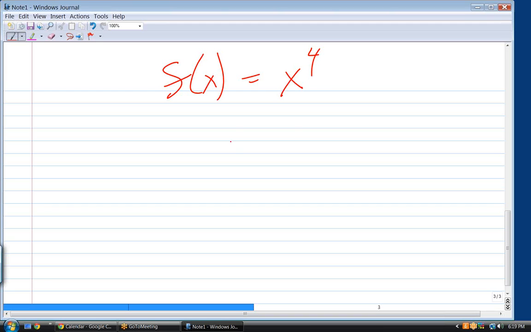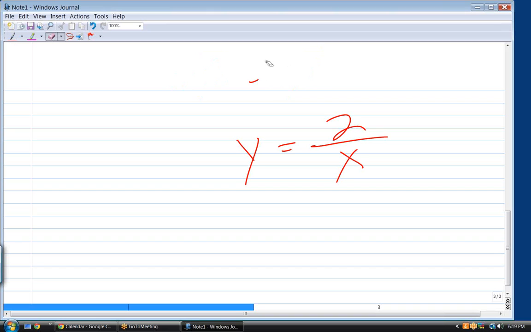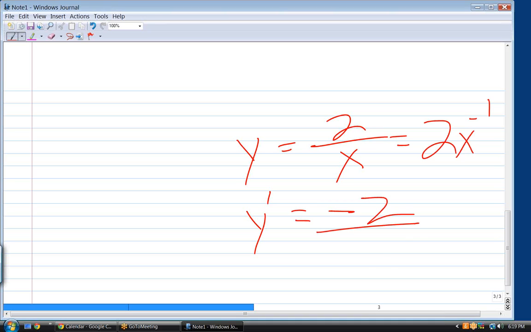How do I do this one? y equals 2 over x. How do I apply the power rule to that to find y prime? You bring the x to the top by making it x to the negative 1. And what's y prime? So it would be negative 2 over x squared. Okay.